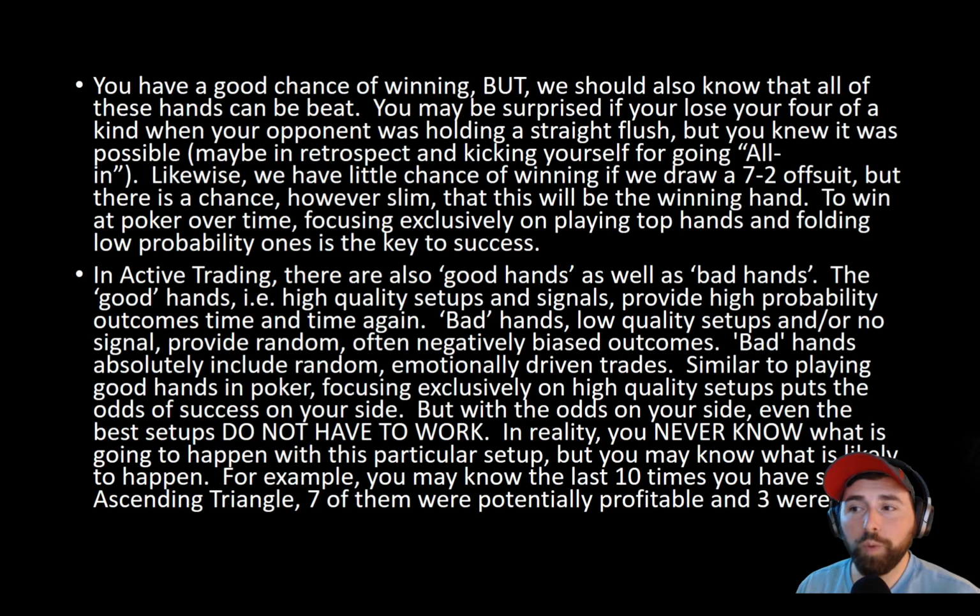So you have a good chance of winning, but we should also know that all of these hands can be beat. You may be surprised if with your 4 of a kind you lose because your opponent was holding a straight flush, but you knew all along that this was possible, and maybe in retrospect, you're kicking yourself for going all in. Likewise, we have little chance of winning if we draw a 7-2 offsuit, but there is a chance, however slim, that this could be the winning hand.